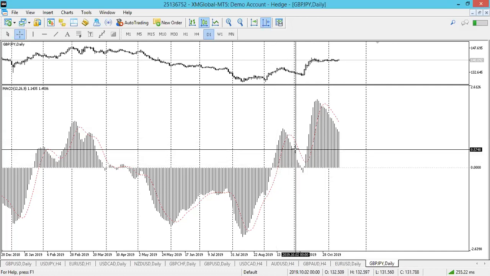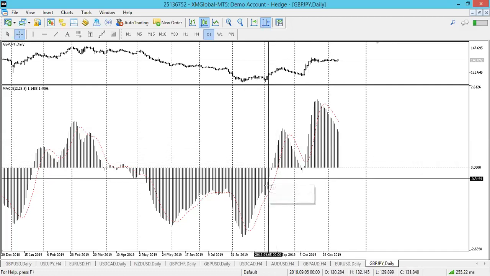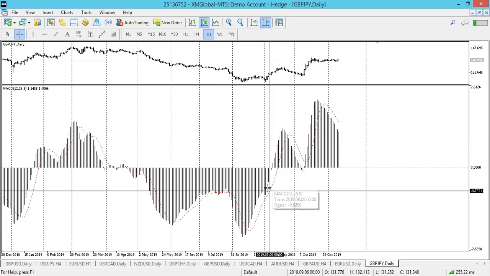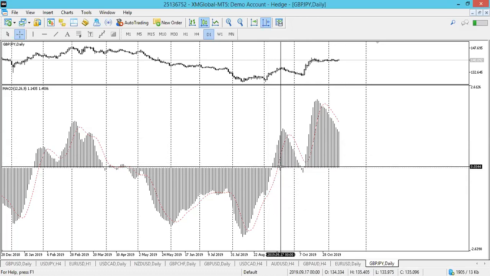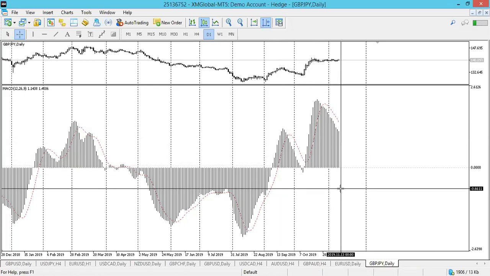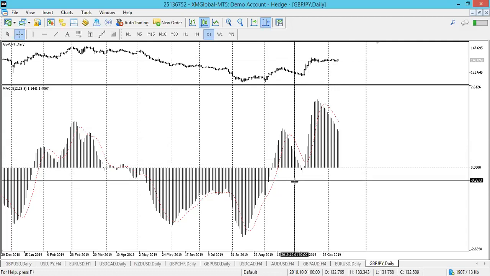In addition to that, every time it shifts from negative to positive, that's a buy signal. Every time it shifts from a positive value to a negative value, then that's your sell signal.